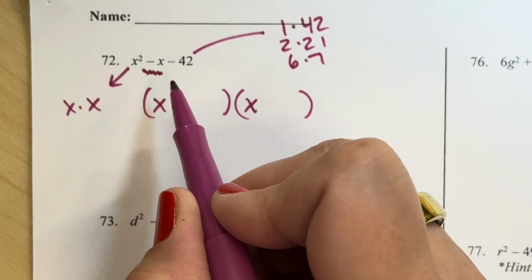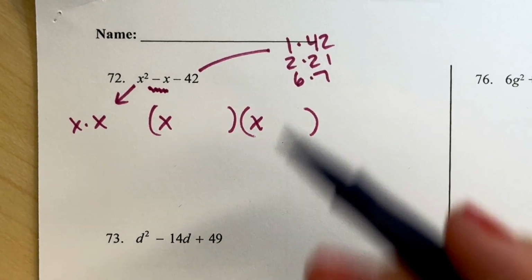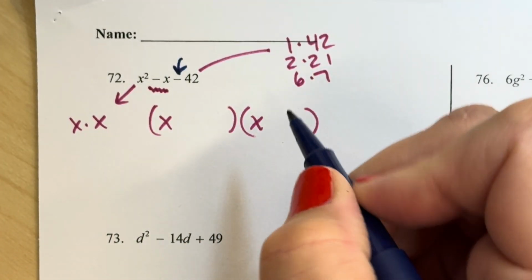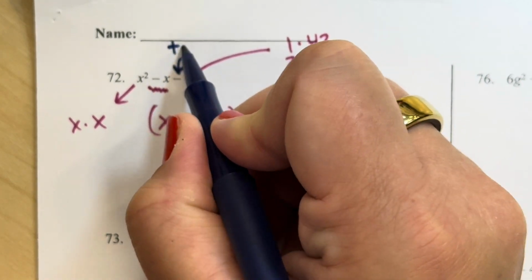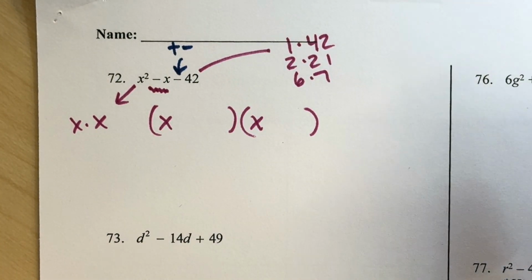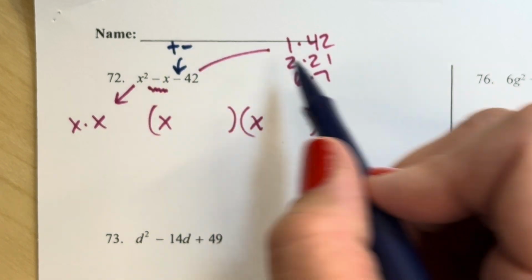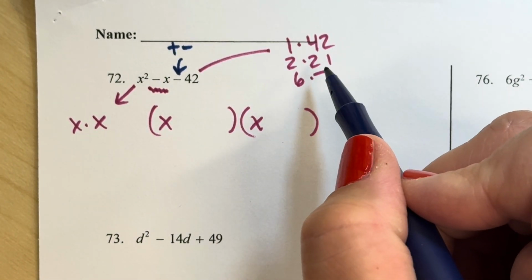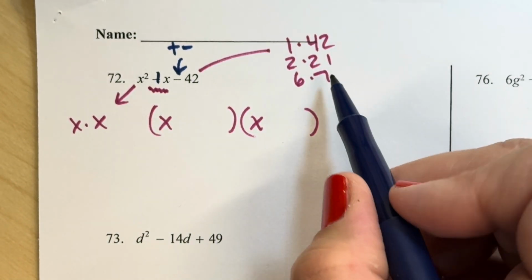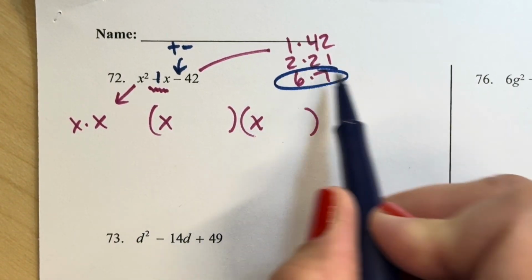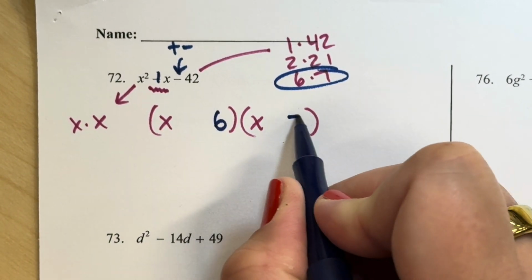And I noticed for the first time my sign, the last sign is a minus sign. That tells me the signs inside are going to be different. That means one's going to be a plus sign, one's going to be a minus sign. That means that I'm subtracting these numbers to make the middle term. So this is basically a 1, and the combination that makes a 1 is the 6 and the 7.